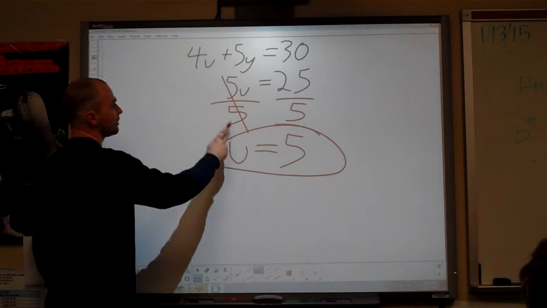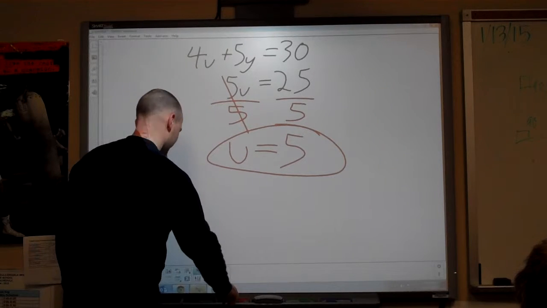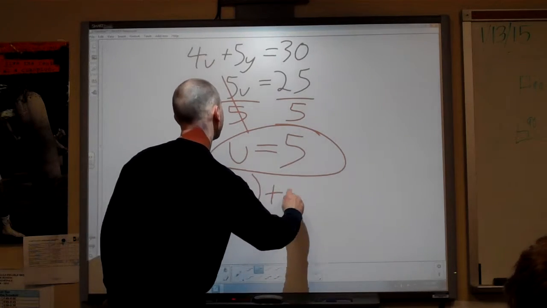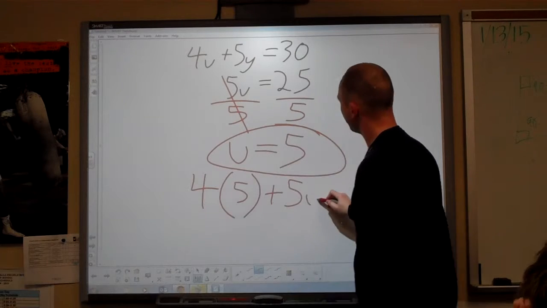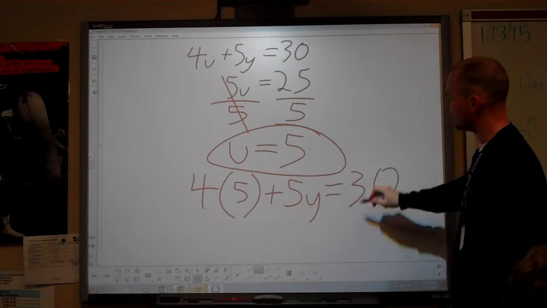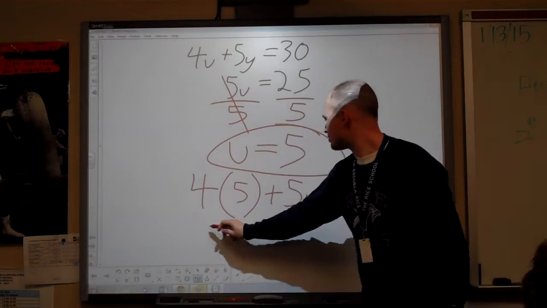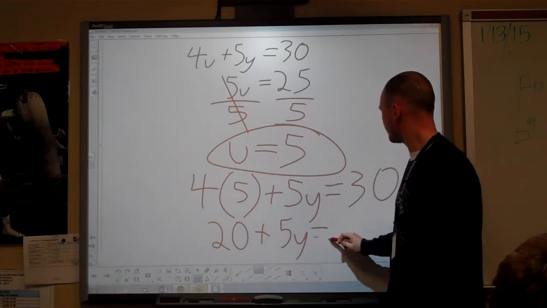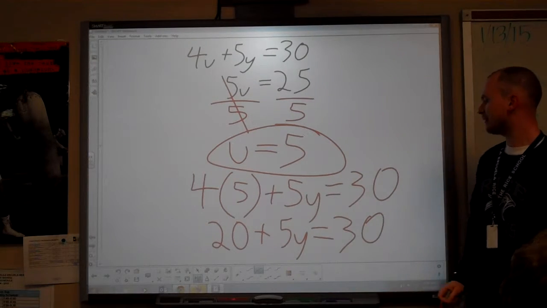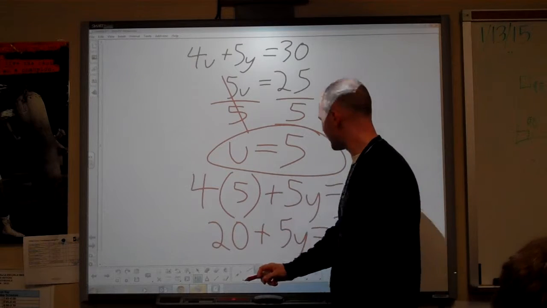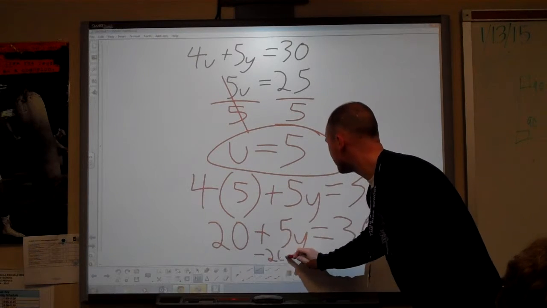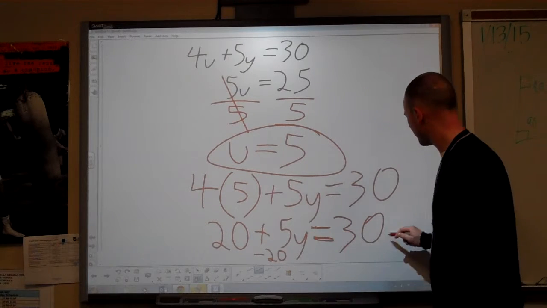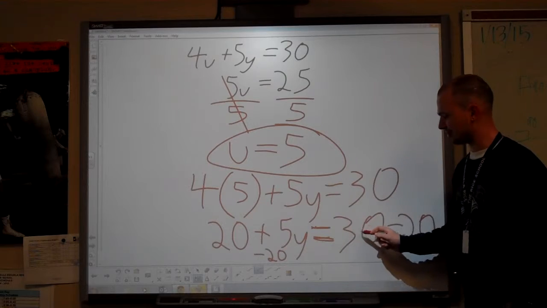Now, I'm going to go back to my original problem. Instead of u, I'm going to put what u equals, which is 5. 4 times 5 plus 5y equals 30. Okay, 4 times 5 is 20. So 20 plus 5y equals 30. Well, if I want to get rid of this plus 20, I've got to subtract 20. If I subtract 20 from this side of the equation, in order to keep this thing equal, I've got to subtract 20 from this side of the equation.